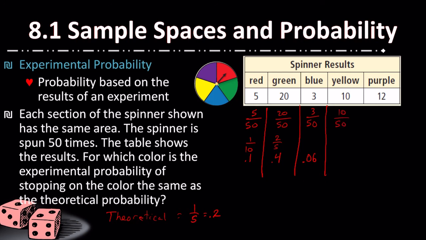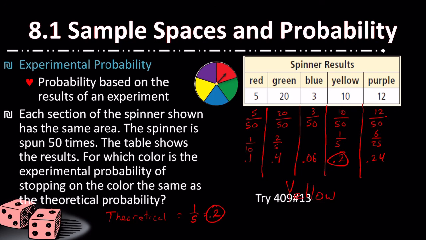Yellow is 10 out of 50, which is 1 over 5, which is 0.2, and you can see we just got our answer. Purple is 12 out of 50, which reduces to 6 over 25, which gives us 0.24. So which one is the same as theoretical? Appears to be yellow. Why don't you try number 13? Pause this while you do it. The answer is blue is higher.